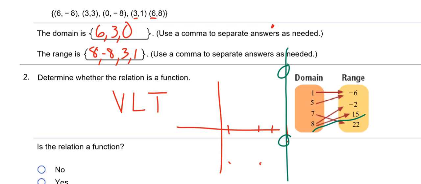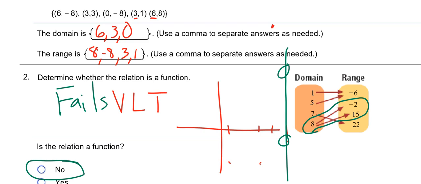You could see it in the table. Mr. Morris, you said, can you just see it? The answer is yes. If you have a single domain that's going to 2 different range values, that's a problem. All right, so this fails the vertical line test. Therefore, it is a big fat no.